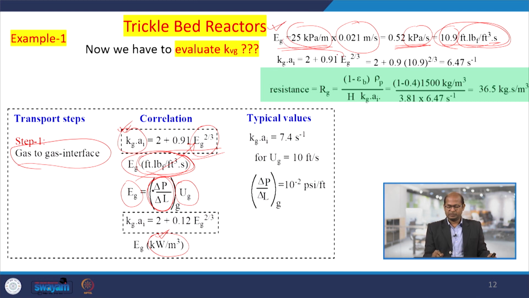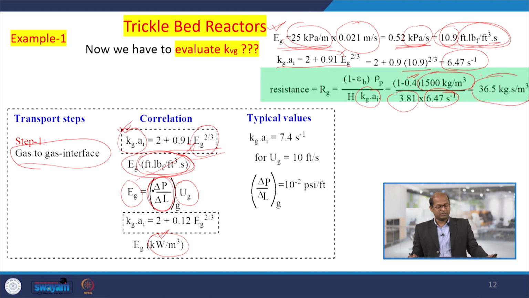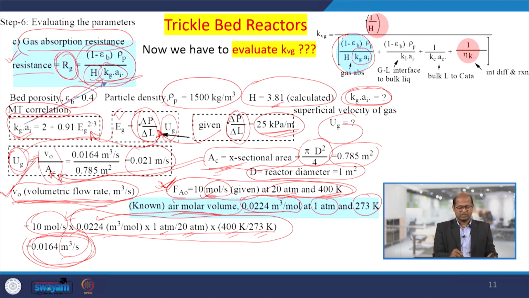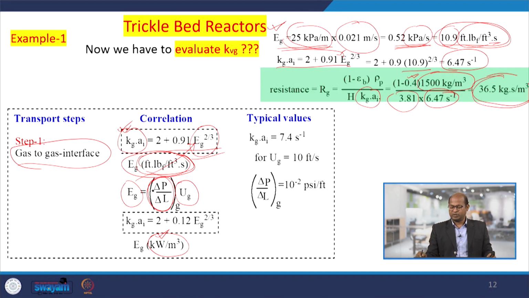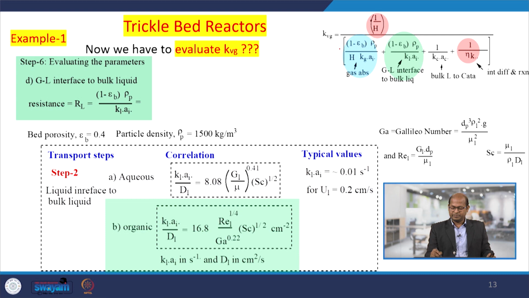This Eg value we substitute in these correlations, then it comes to 6.47 second inverse. So, the Kg Ai value we are substituting here, the H value is given, bed porosity is given, density of the catalyst particle is given, then the resistance Rg, the gas absorption resistance, we find out, that is 36.5 kg second per meter cube. Okay. So, the Rg value we found using those correlations. Now, this part is done.